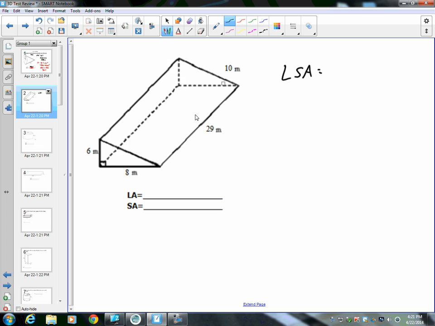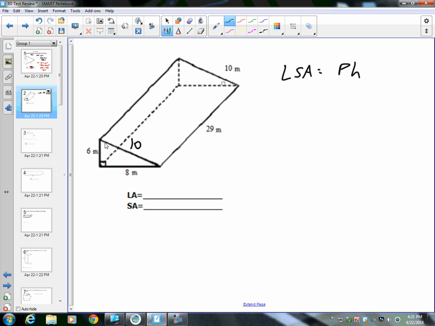Since it's a prism, lateral surface area is P times H. P stands for perimeter of the base. If you remember, the base of a triangular prism is a triangle. It's always named after the base. So we want the perimeter of the base. Well, the perimeter is add up all the sides. If we notice on this triangle, this is 6, this is 8, and if you look all the way back in the back, this part is 10. If this is 10, that means also up in the front, this is 10.